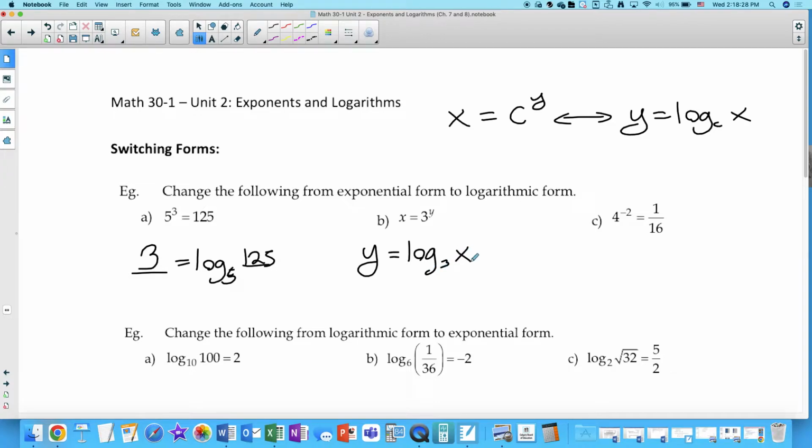Okay, and again, the piece that goes here is called the argument. I actually don't know why it's called the argument. Let me do some research on that because I've never actually questioned why we use that name. Anyway, that'll be my homework. Okay, here, the isolated part would be the exponent. So negative 2 equals log base 4 of 1 over 16.